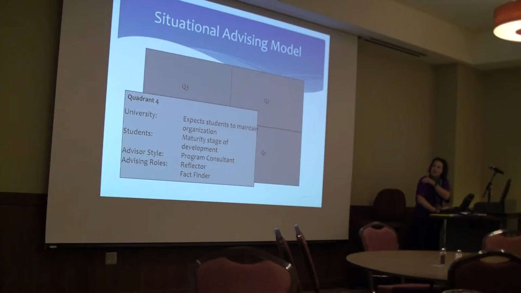And then finally, quadrant 4, the university expects the students to maintain the organization. The students are in the maturity stage of development. You would be working as a program consultant. So your advising role would be as a reflector, a fact finder. They come to you and ask, okay, we need this or that, or what do you think about this? They don't need your help with a lot of things. They know how to get things done on campus and how to make things happen, and their processes are good. So that's kind of where you are in that quadrant.